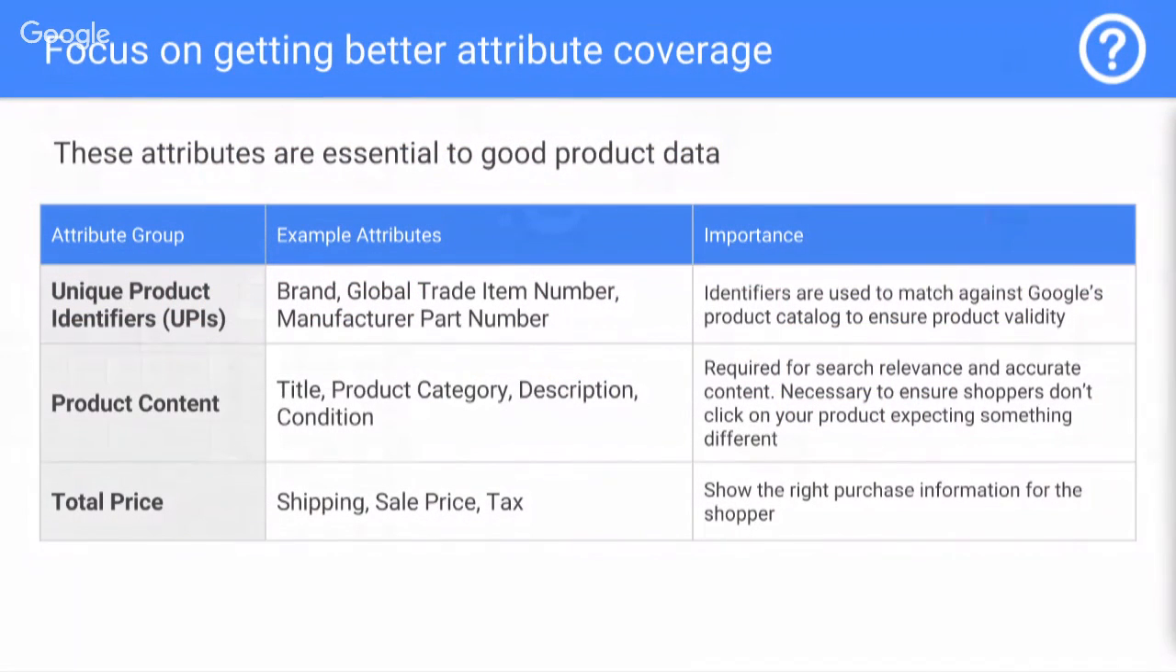All right. Now, this is one thing that I just want to make sure we stress, and this is the attribute coverage. Attributes are essential to good product data because these attributes are what separate one product from another. This is pretty straightforward. We have things like unique product identifiers. We're going to call those UPIs just for the sake of brevity here. Some examples would be brand, global trade item number, manufacturer part number. These are the things that really make that product unique, right?